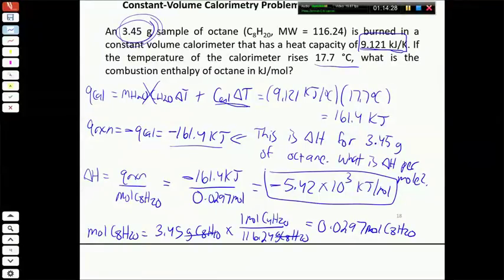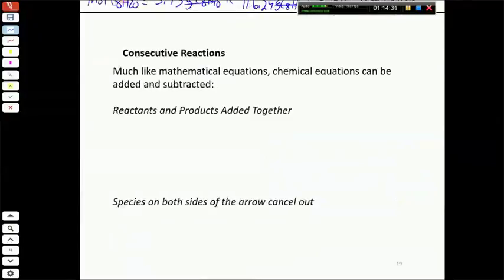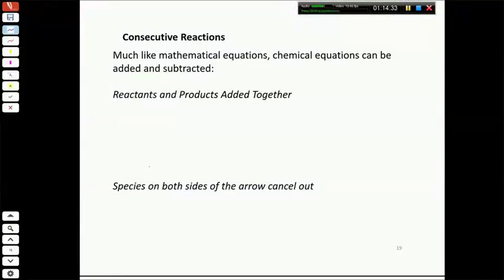Alright, so the last thing we're going to try to go through, which is going to be important for stuff we talk about next time, is consecutive reactions. So it's not going to be exactly obvious why this relates to delta H just yet, but consecutive reactions is a situation where we have two reactions that are happening in sequence. One reaction happens and another one happens right after it. And reactants and products can be added together just like mathematical equations can.